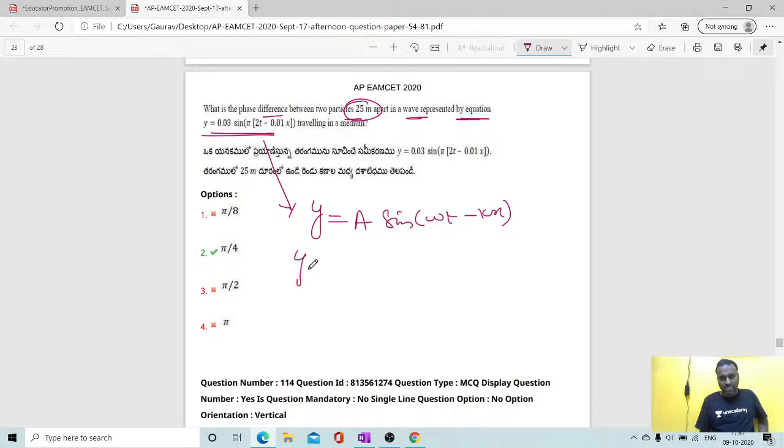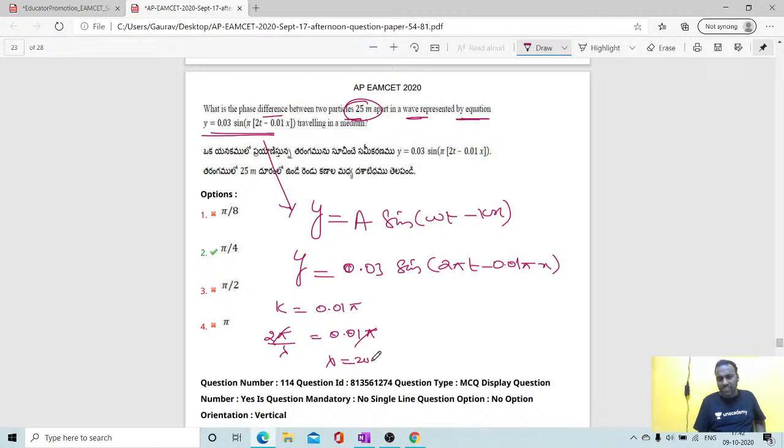So in this equation, y is equal to 0.03 sin(2πt − 0.01πx). Sometimes amplitude questions will be asked, students, that is 0.03. If you compare over here, k is equal to 0.01π. Since k is nothing but 2π by λ, the wave number, π gets cancelled. Then finally, λ is equal to 200. Yes, students, the wavelength λ is equal to 200.